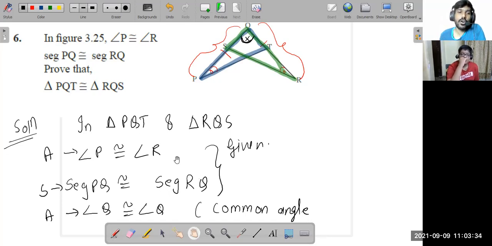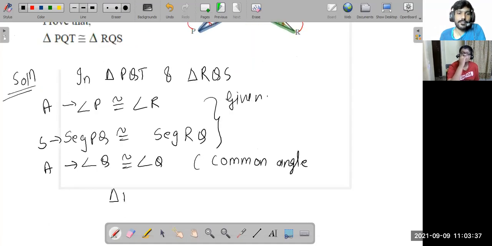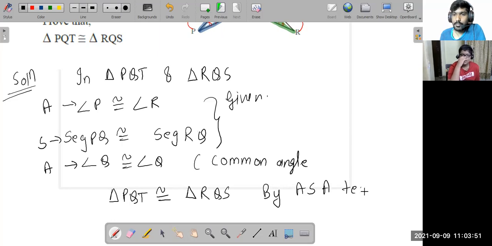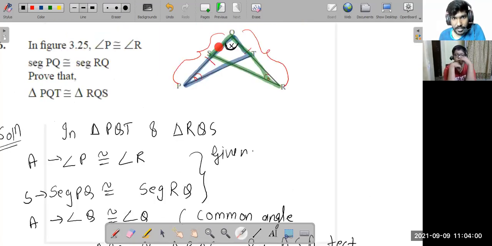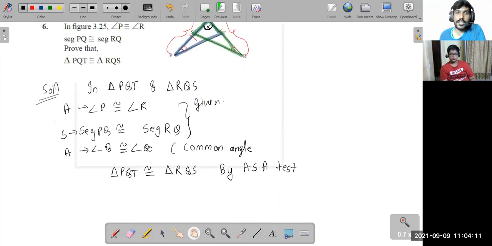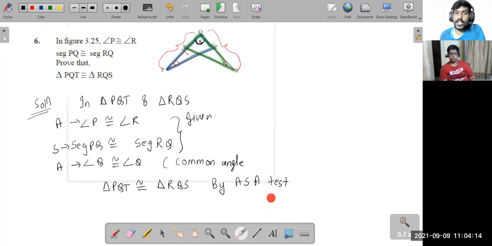So these two triangles are congruent by which test? Angle, side, angle. ASA test, correct. Also, when you're using ASA test, make sure that the side is between the two congruent angles. If you clearly look at the figure, this is a congruent angle, this is a congruent angle, similarly this and this, and the side is between the two angles. That is why we can confidently say that it is ASA test.